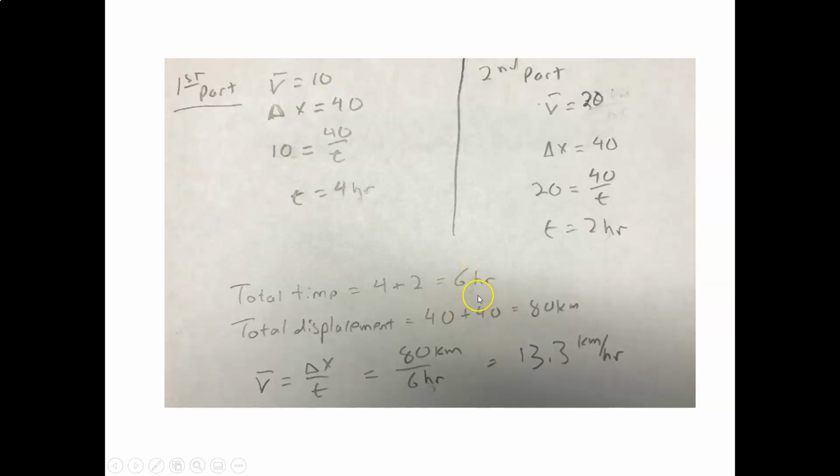So it went 80 kilometers in 6 hours. So we put that into our v bar equals delta x over t equation, and we get 80 kilometers divided by 6 hours equals 13.3 kilometers per hour.